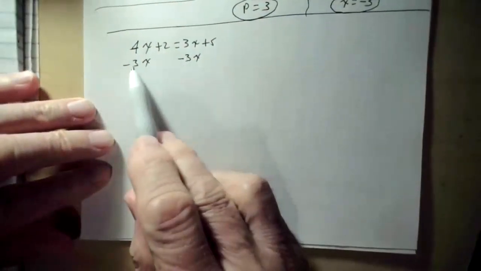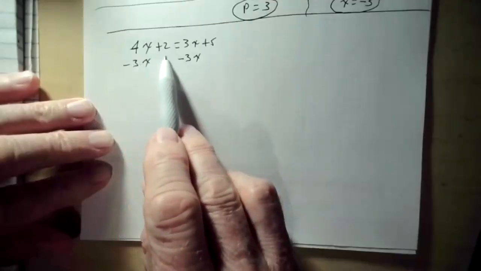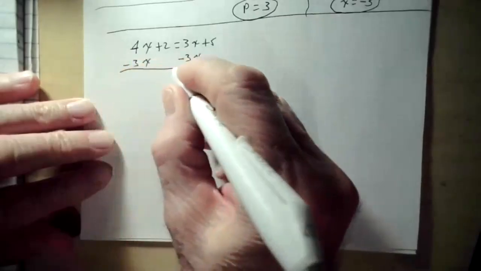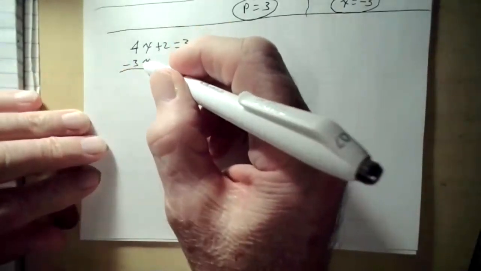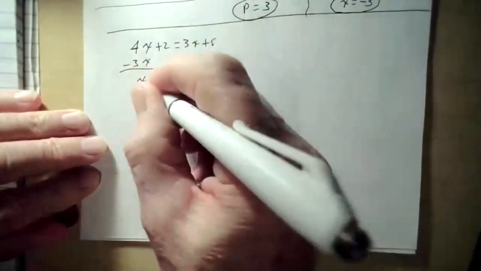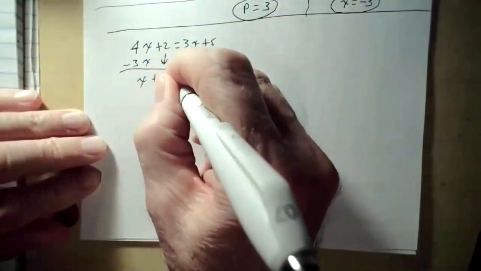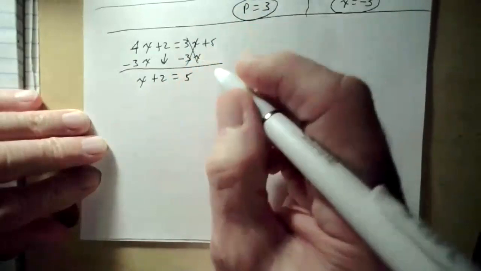Okay. And we want to combine like terms here. We don't want to put the 3x over by the 2 because they're not like terms. So what do we have left? 4x minus 3x is 1x, or just x. Don't forget to bring this down. Plus 2 equals, that's gone, 5.